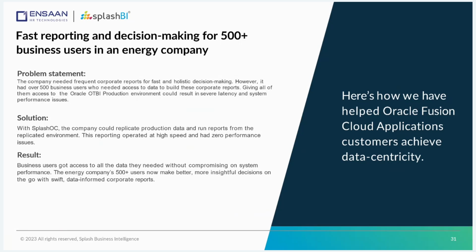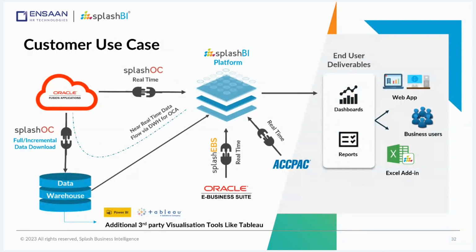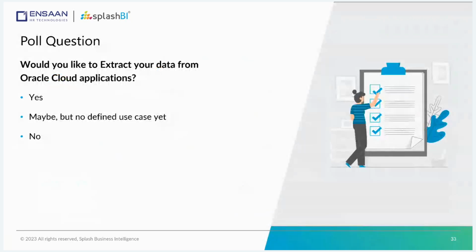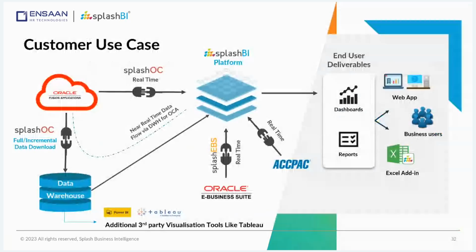And the energy company's 500 plus users now make better, more insightful decisions as well. And this is another customer use case architecture diagram as well, wherein, let me just quickly go back, wherein they had access to these multiple systems. So they had access to Oracle Fusion, but at the same time, some of their business units were still on Oracle Business Suite, as well as they were using ACPEC as well.